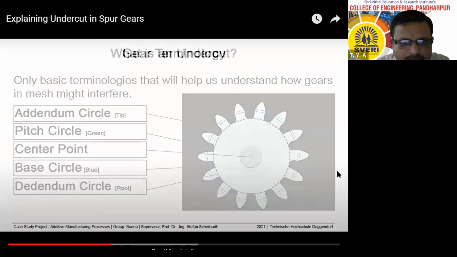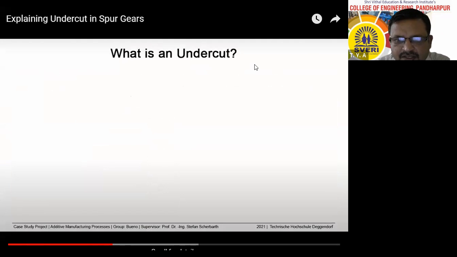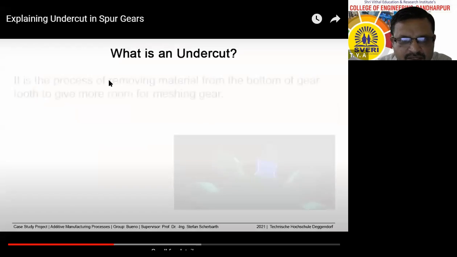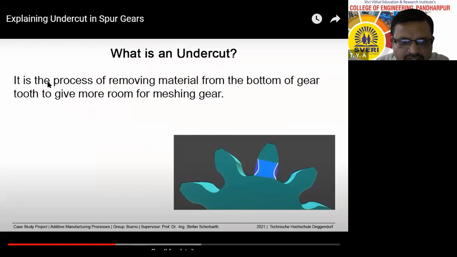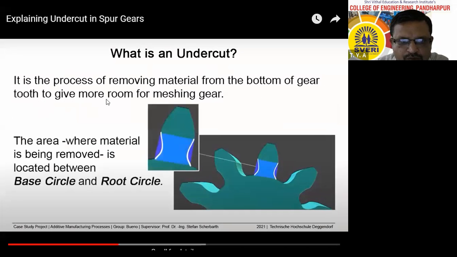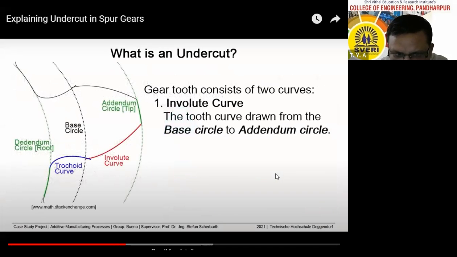Okay. Now, what is an undercut or interference, that I will explain through this video. It is the process of removing material from the bottom of the gear tooth to give more room for the meshing gear. See that earlier our gear tooth was like this. After removing the gear tooth material from the bottom, the gear tooth becomes like this.